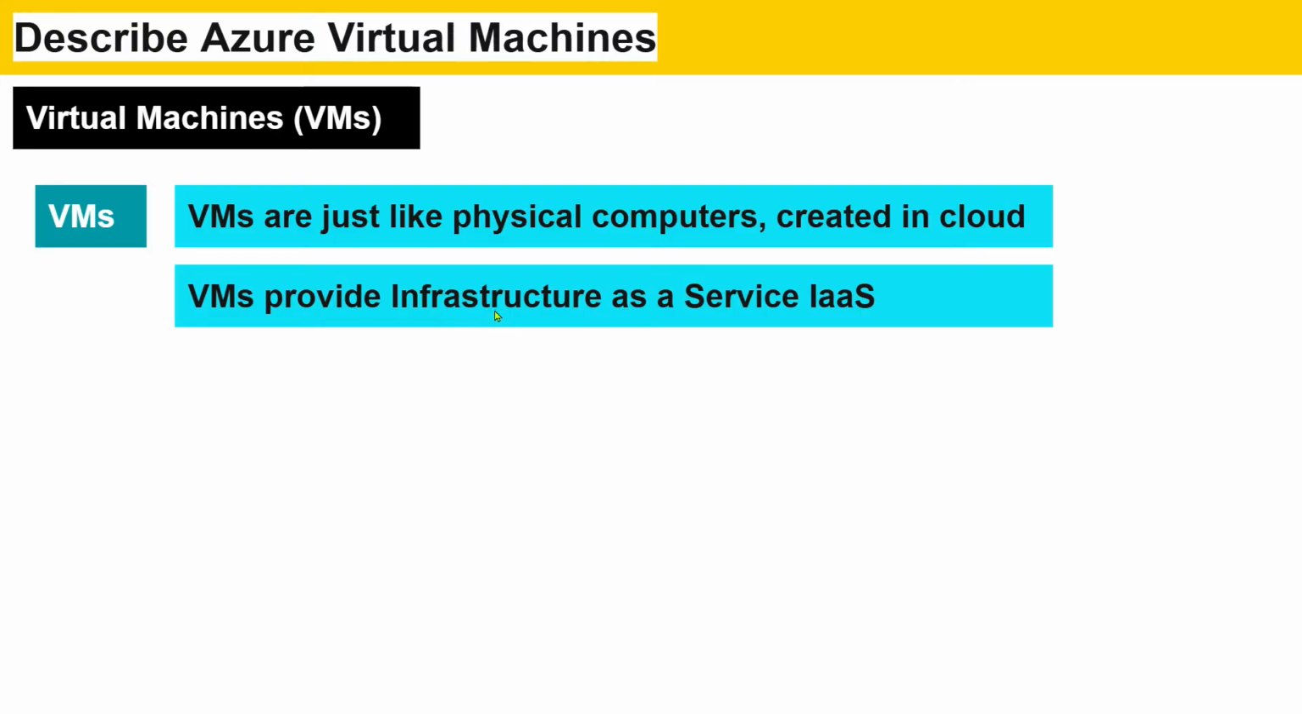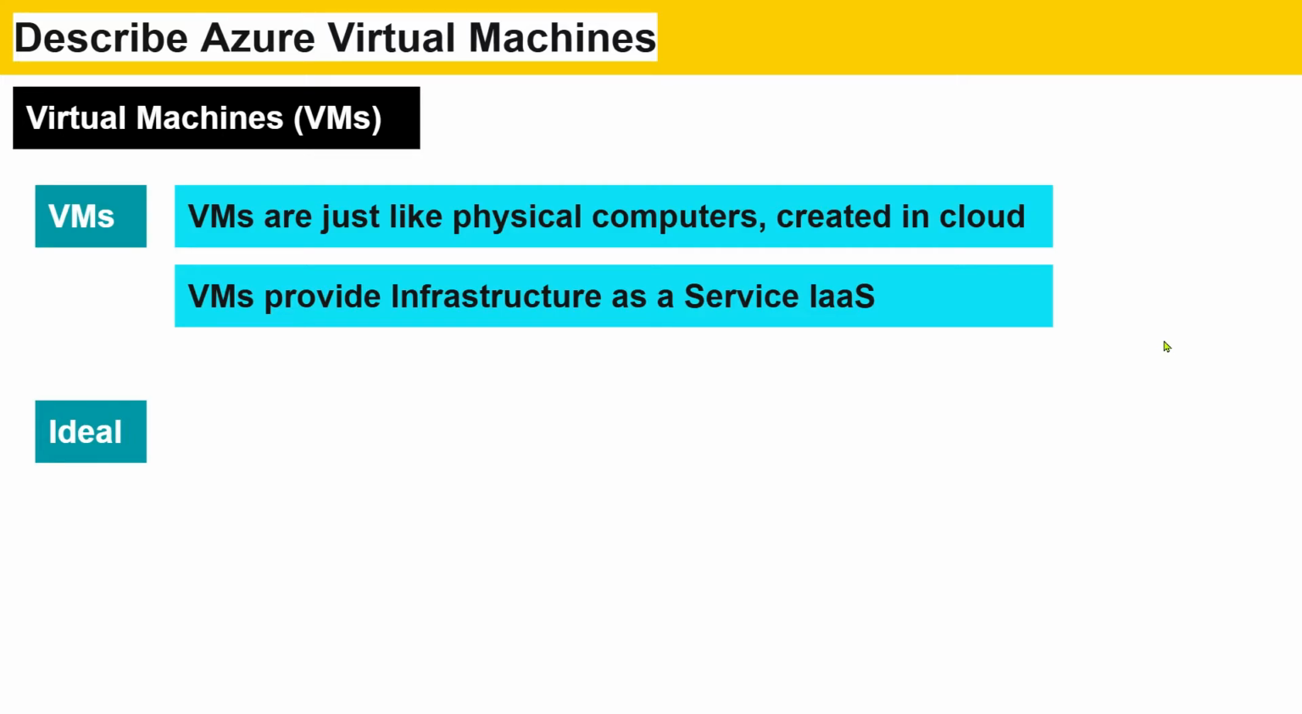VMs provide infrastructure as a service. So that means I don't need to have my own physical computers or setups. I am just taking it for a kind of a rent, right? I'm renting it. The amount of use I do, I will pay for it. So actually what I'm doing, I'm getting infrastructure as a service.